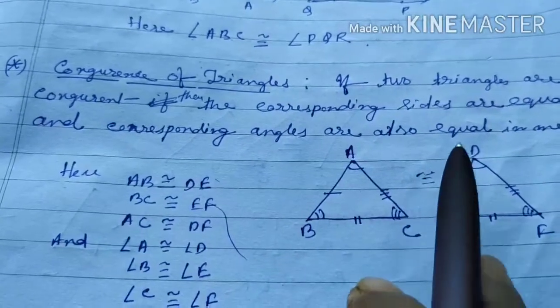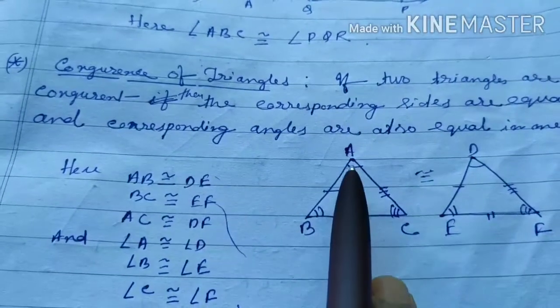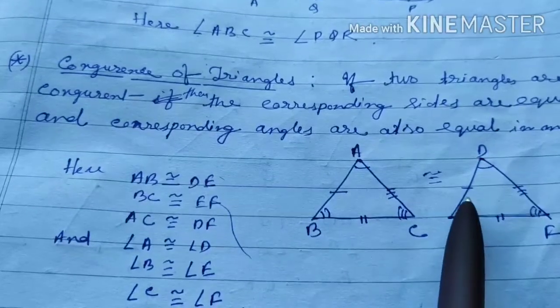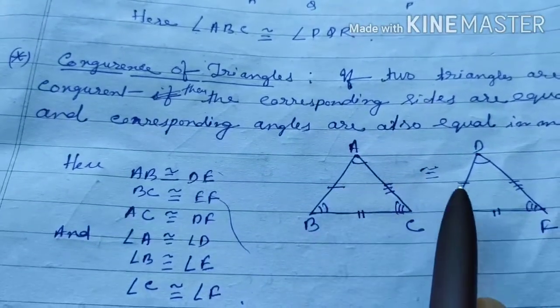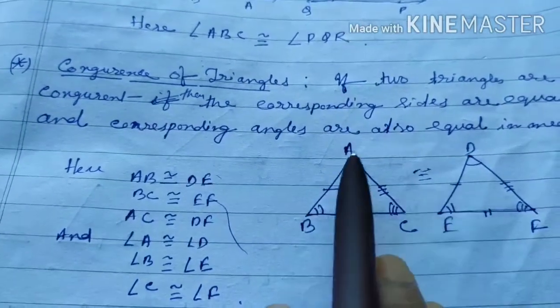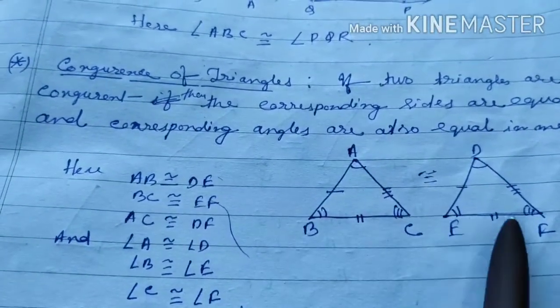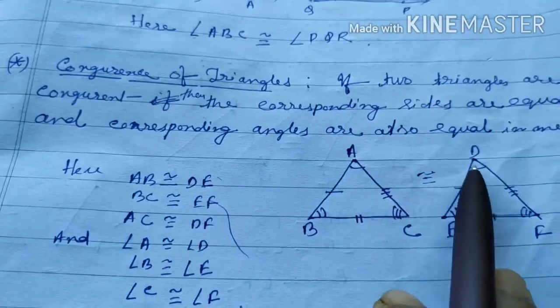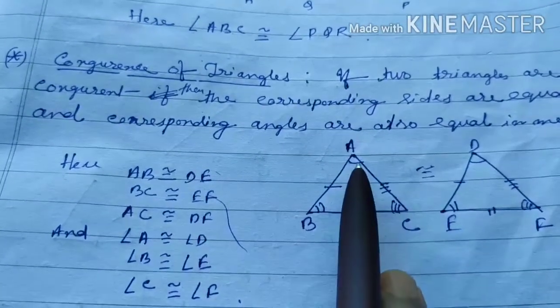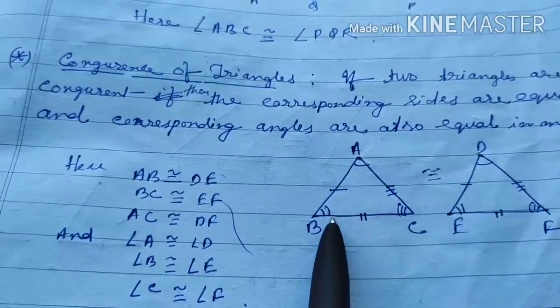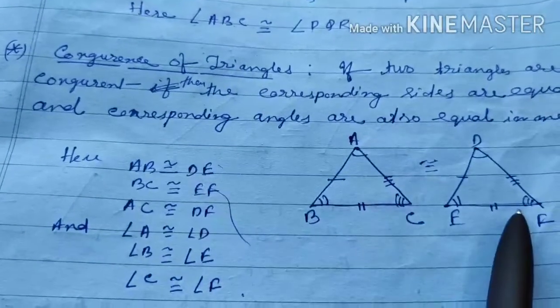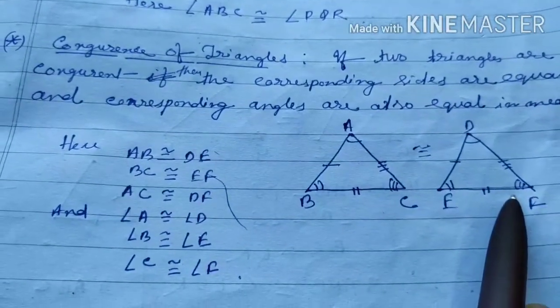If the triangles are congruent, the corresponding sides are equal. Here, AB corresponds to DE, BC to EF, and AC to DF. And the corresponding angles: angle A equals angle D, angle B equals angle E, and angle C equals angle F, if the triangles are congruent.